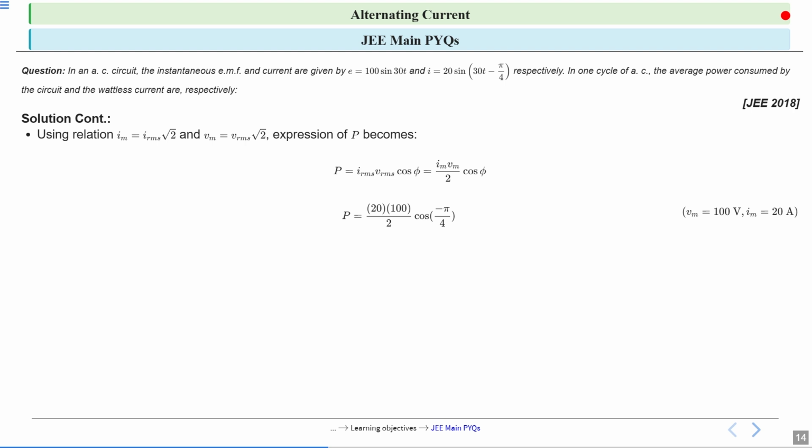Now, cos will swallow the negative sign. So cos minus theta will be equal to cos theta. So cos minus pi by 4 will be equal to cos pi by 4. This is a property of cos. So P equal to 1000 cos pi by 4. What is cos pi by 4? Pi by 4 is 45 degrees, so cos pi by 4 is 1 by root 2. So P equal to 1000 upon root 2 watt. This is the average power.